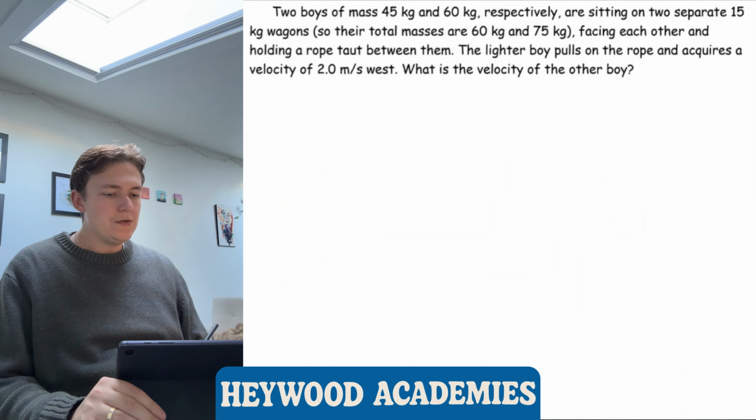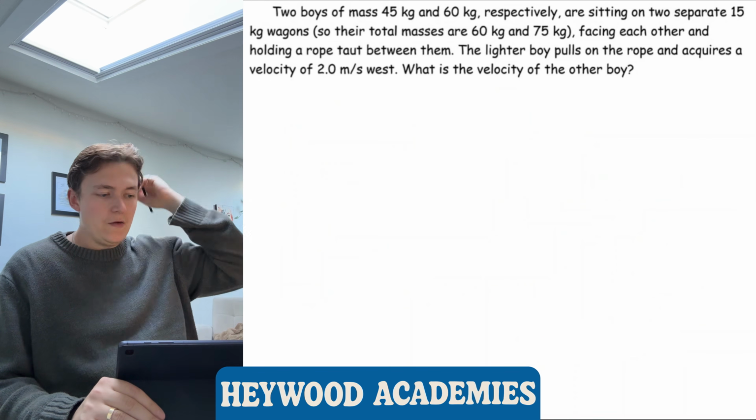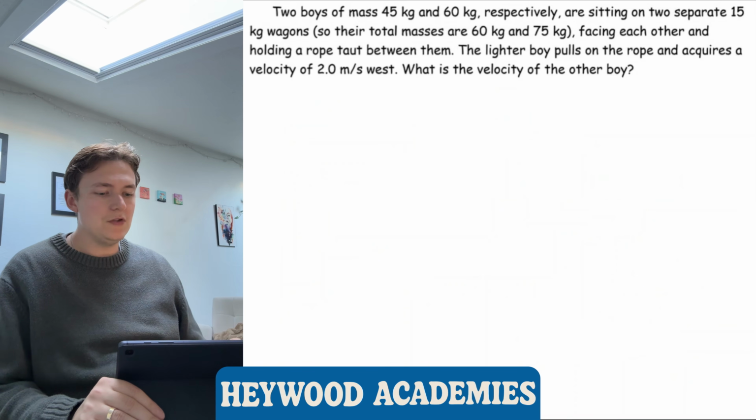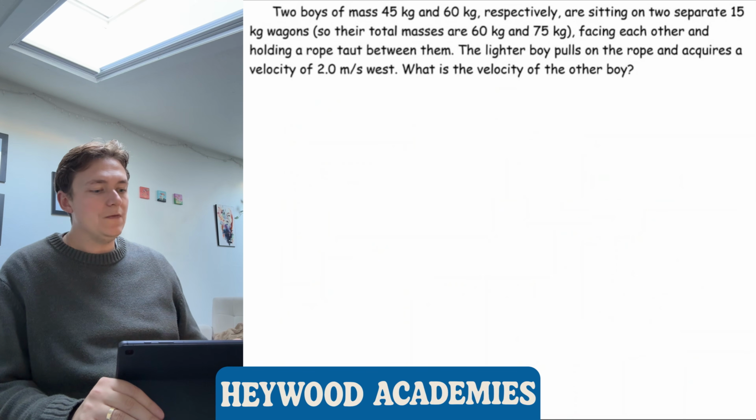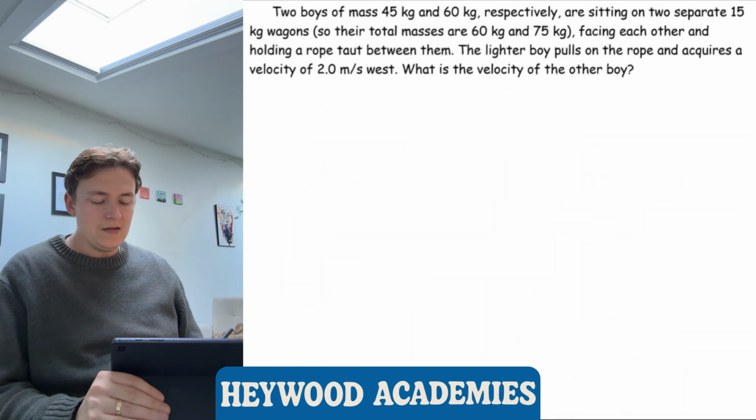Okay, we've got two boys with masses that are given. They're sitting on two separate wagons which also have a mass, so it gives us the total mass of the wagon and the person for both cases. They're facing each other and holding a rope between them. The lighter boy pulls on the rope and acquires a velocity of 2 meters per second west. What's the velocity of the other boy?